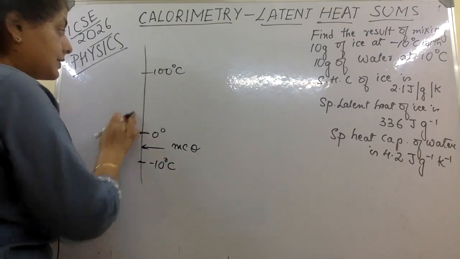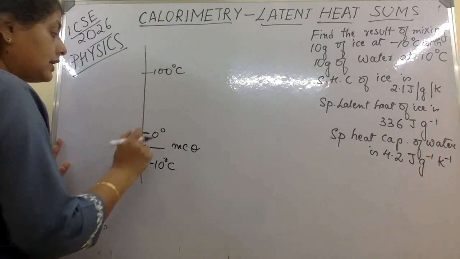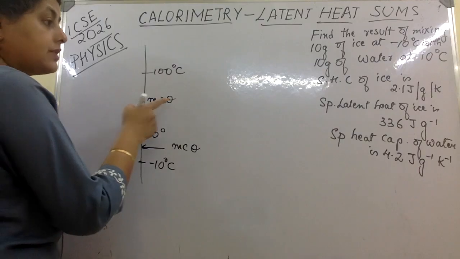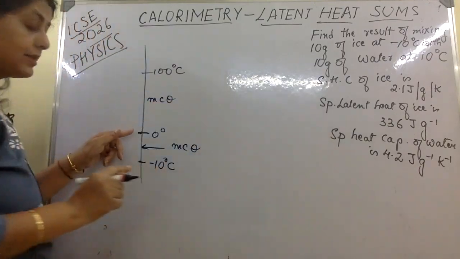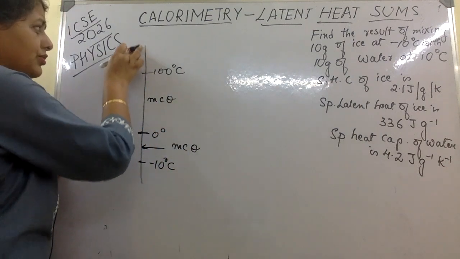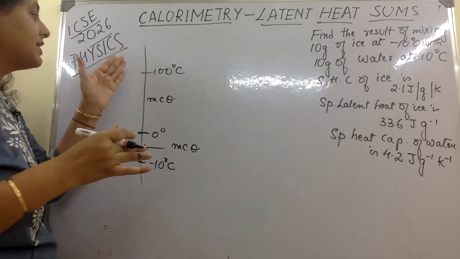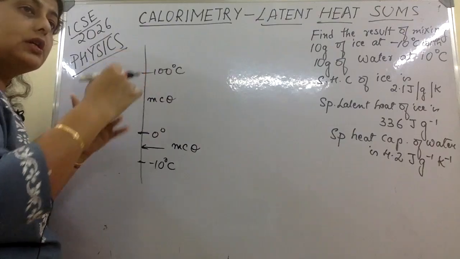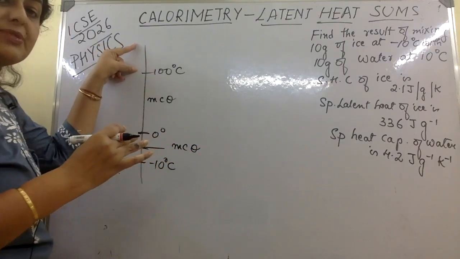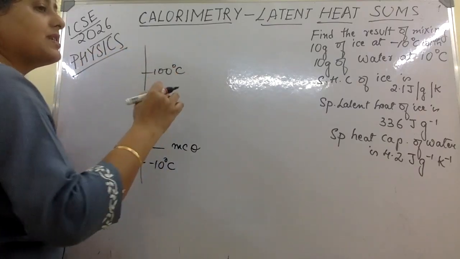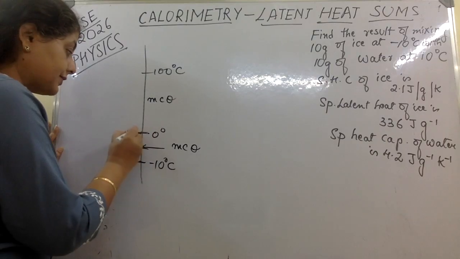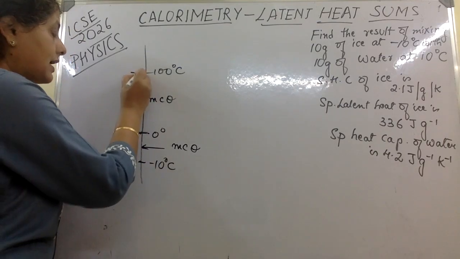For this part we will again use mc theta. Here c will get a different value, the specific heat capacity of water, because at 0 it has formed water. If in some sum it goes up above boiling to vapor, after vapor also you are heating it, then we again use mc theta here. That c is the specific heat capacity of water vapor. Now what do we use at this point and at this point?